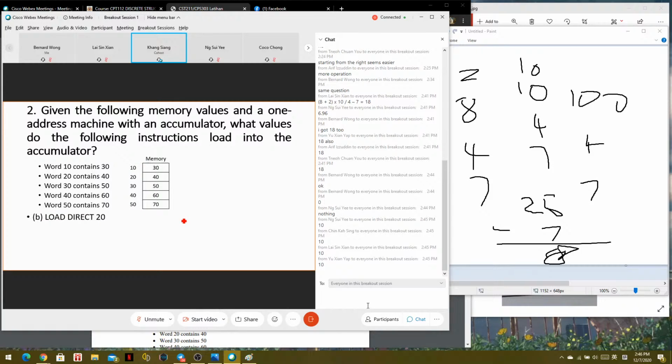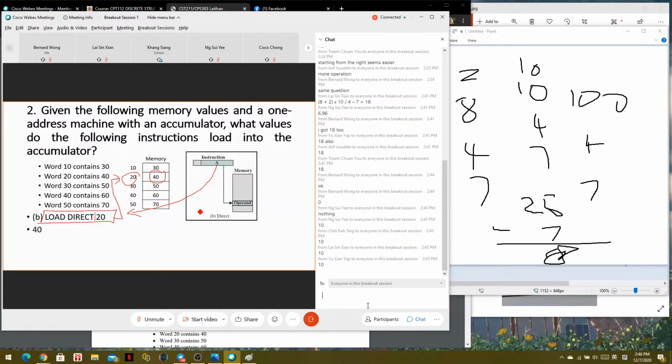Okay, load direct 20. Load direct 20 means that you have to see whatever is pointed to by the 20. Again, this is the same thing. So 20 is this one, this A is this A. So you go to the 20 and search. Like this one points to here. So 40.